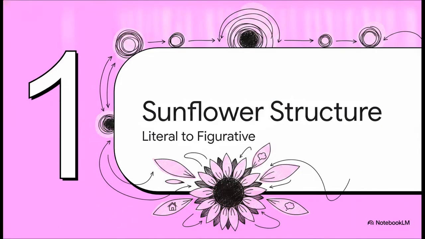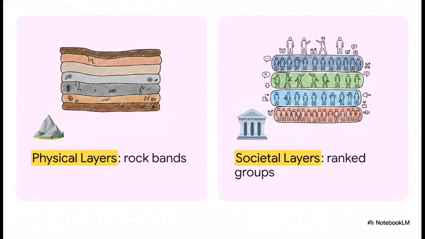Okay, let's dive into this. Part 1. The sunflower structure. From literal to figurative. You know, when we look at vocabulary, some words have what we call a sunflower structure. They have this really solid physical core right at the center, and then meanings that radiate outward into broader, more abstract ideas. Let's start with our physical center, physical layers. This is the canyon wall, the bands of rock that have literally stratified over thousands of years. It's a physical reality you can actually touch.